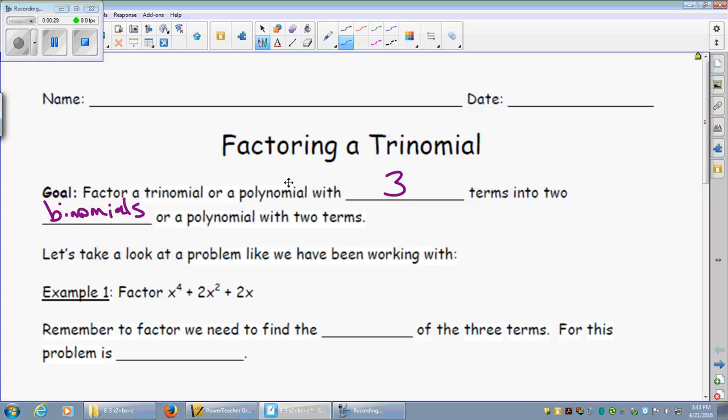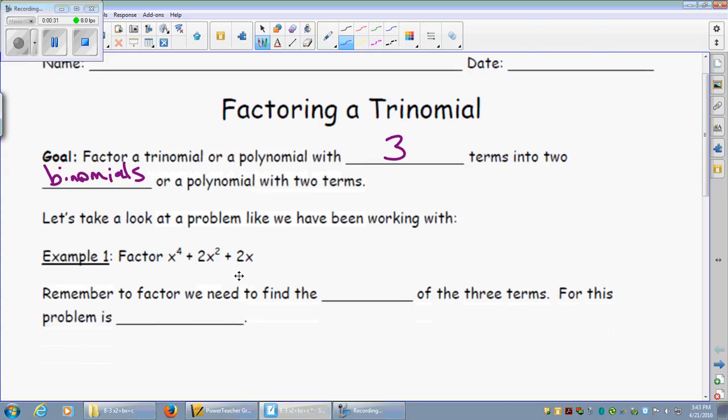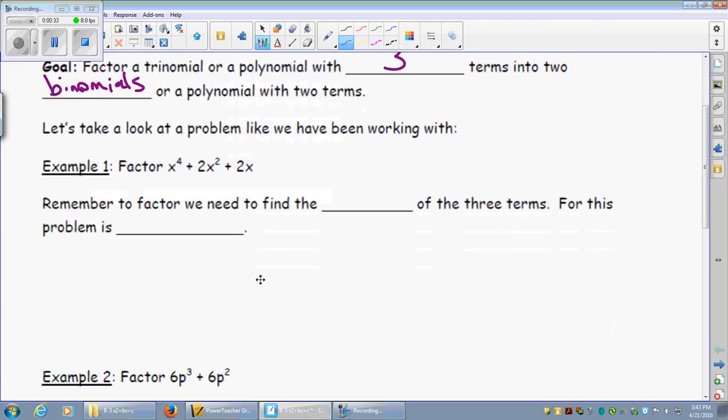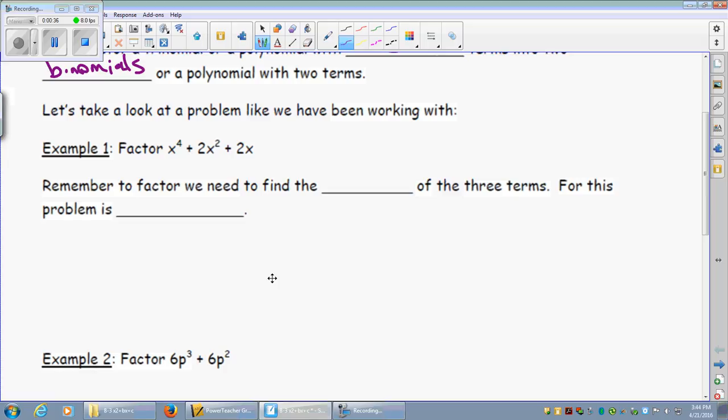Something like example 1 that says factor x to the 4th plus 2x squared plus 2x. You should be able to do this from last notes that we just did. Remember, to factor, we need to find the greatest common factor of the 3 terms. For this problem, it is x. And the reason that it's x is I can pull an x out of each one of these, and I can't pull any numbers out because these ones have 2's, but this one doesn't.